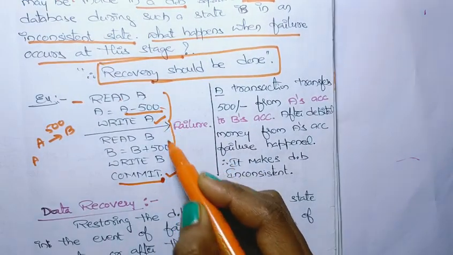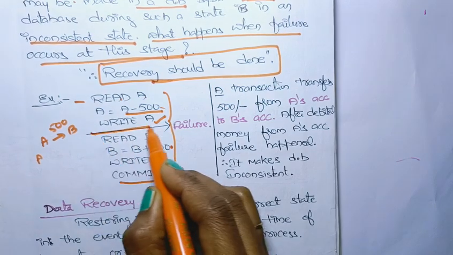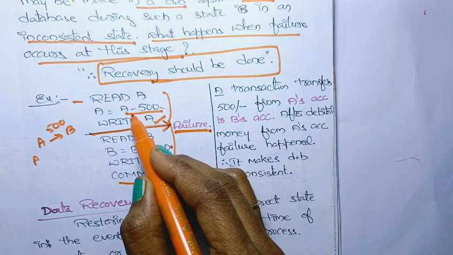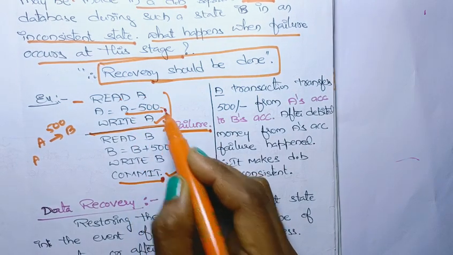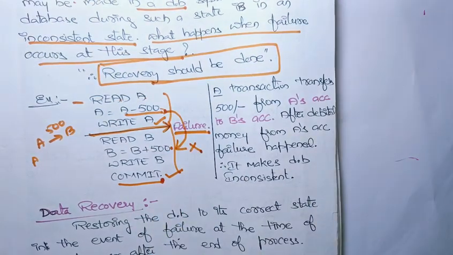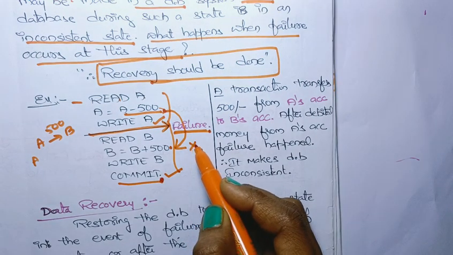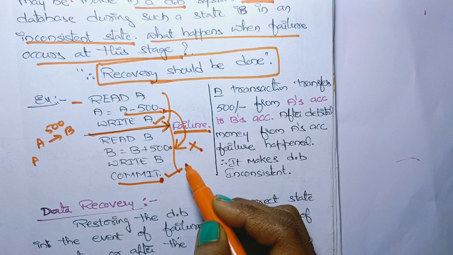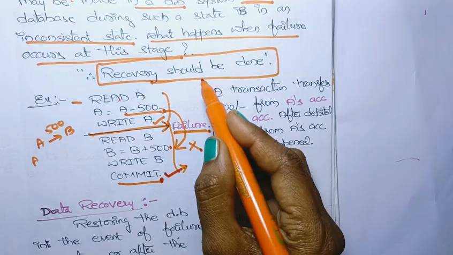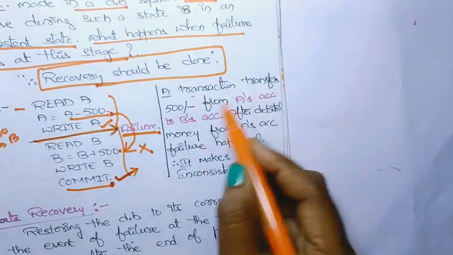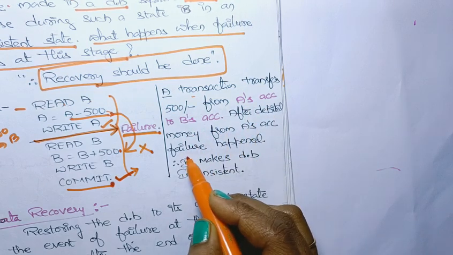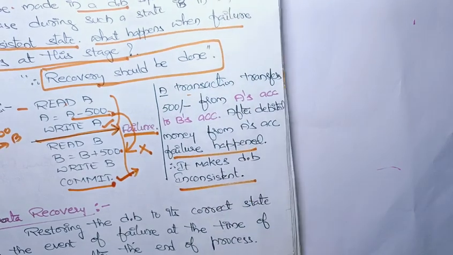For example, this is the transaction. During this transaction, some failure has occurred, which is nothing but: from A's account 500 rupees is debited, but this 500 rupees is not credited into B's account. Then you can say that now the database is in an inconsistent state. To overcome this problem, the database should be recovered. So here a transaction transfers 500 from A's account to B's account. After money is debited from A's account, a failure happens. It makes the database inconsistent.